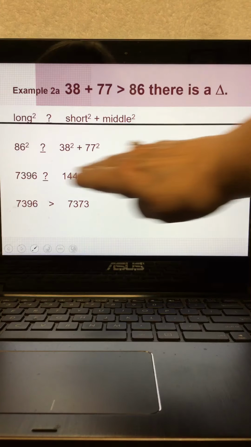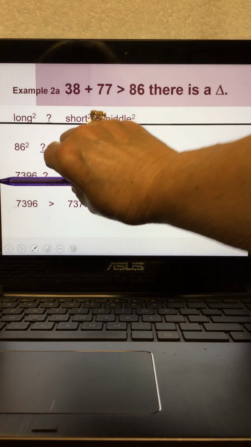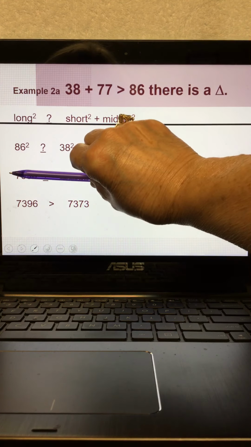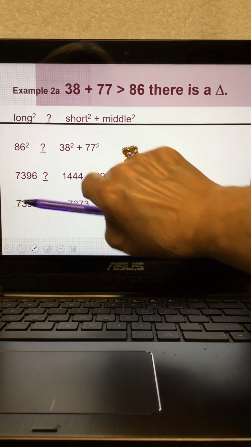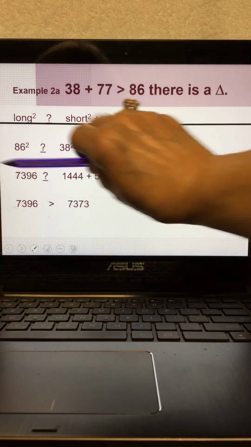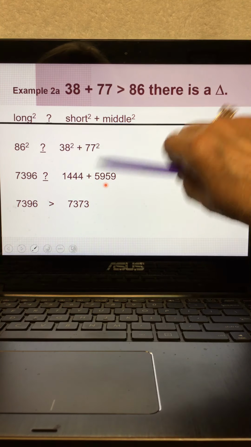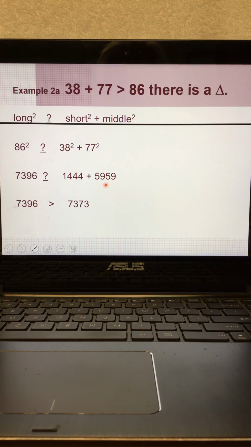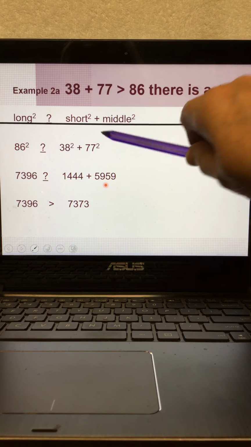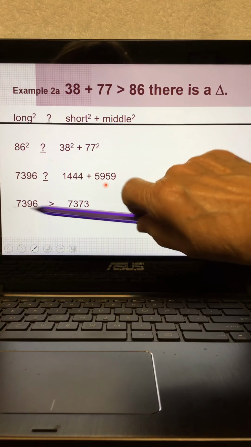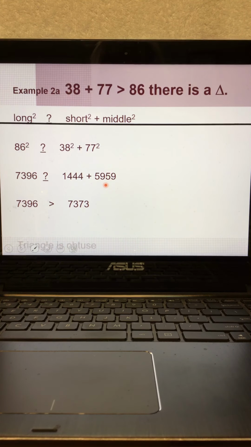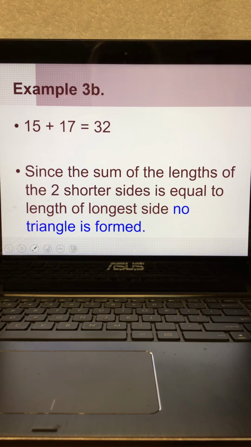Now, when you are doing your work on your reteaching assignment tonight, I do not have to see this middle step right here. I need to see 86 squared, and what that is. I need to see what 38 squared plus 77 squared is. You can just punch this in your calculator and immediately give me 7,376. I need to see how you plugged it in. I need to see what your result was. And that's a greater than. Do you see how there's no question mark anymore? I put a greater than, so that means it is obtuse. The triangle is obtuse.